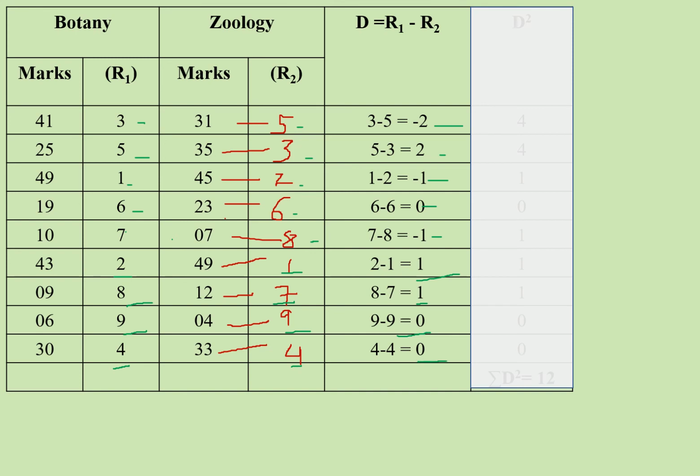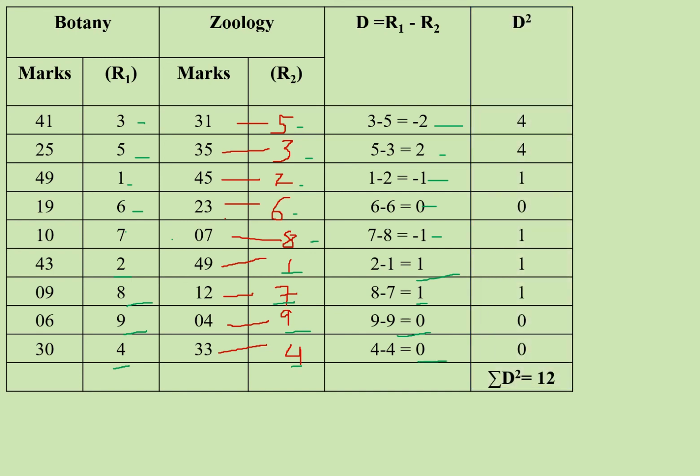Now find out the value of d square. So minus 2 into minus 2 is 4. 2 into 2 is 4. Minus 1 into minus 1 is 1. 0 into 0 is 0. Minus 1 into minus 1 is 1. 1 into 1 is 1. 1 into 1 is 1. 0 into 0 is 0. 0 into 0 is 0.